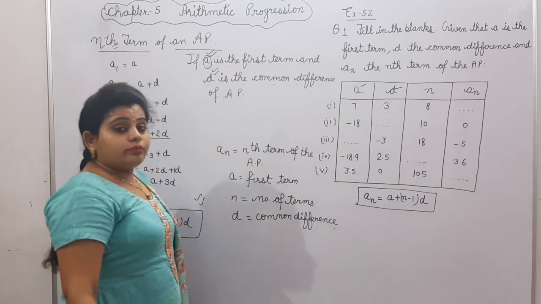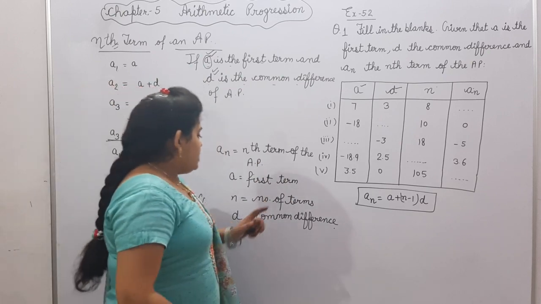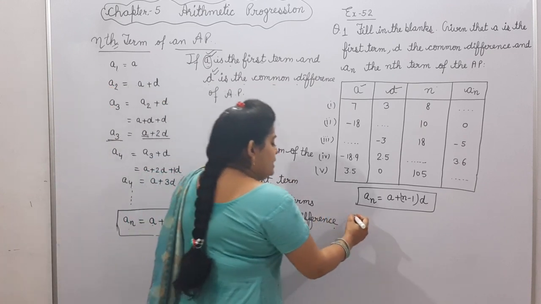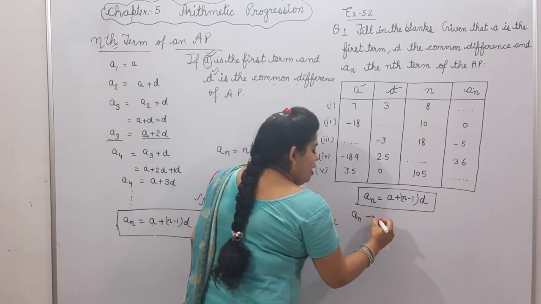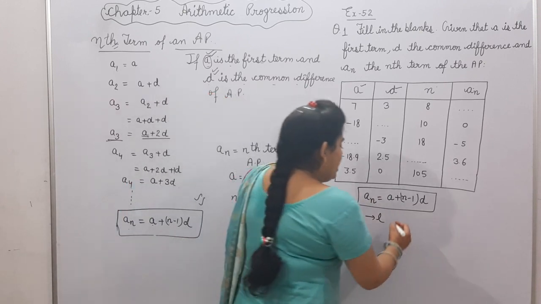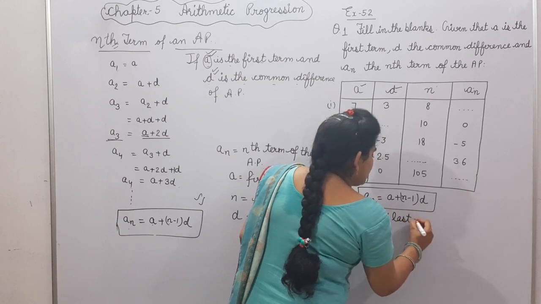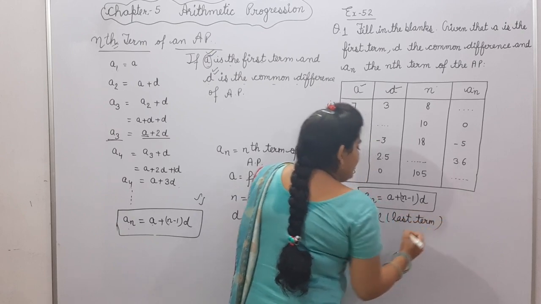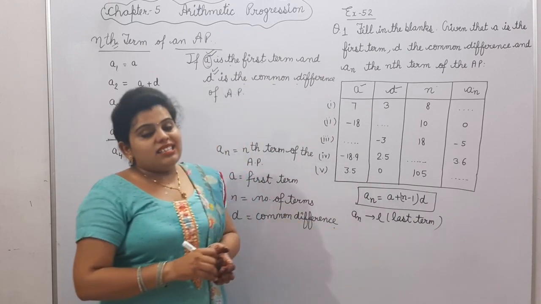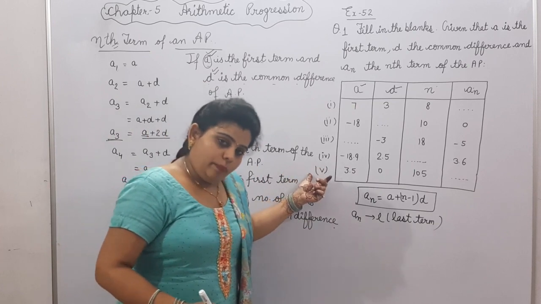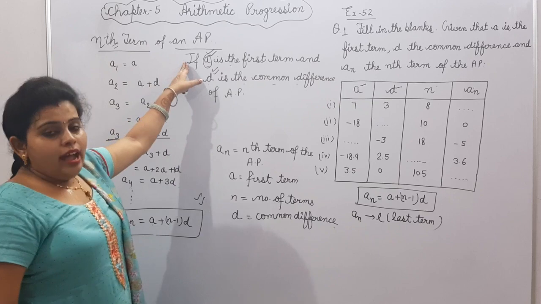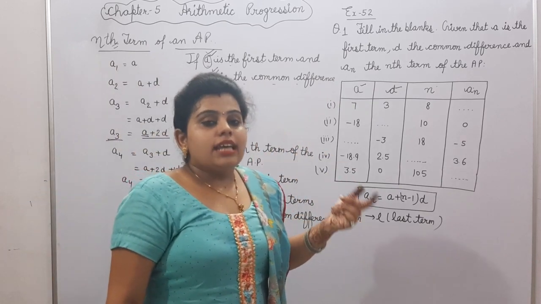One more thing. What we have studied, An is the nth term of the AP. We represent this An by L also, and we call it the last term. Where L is the last term. An can be represented by L also and L is called the last term of the AP. This is our formula for finding the nth term of the AP. Now let's see some questions.